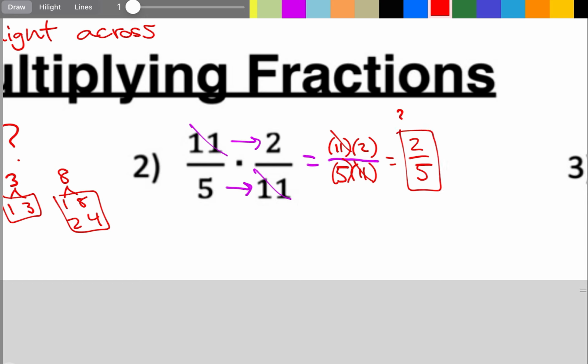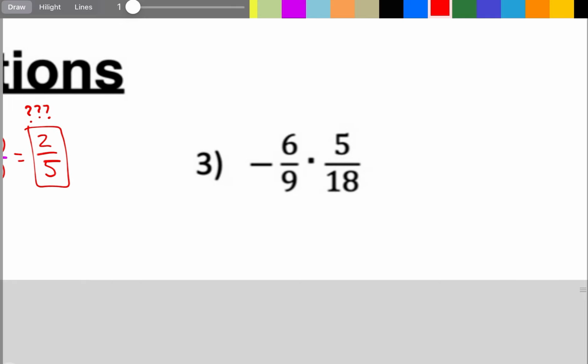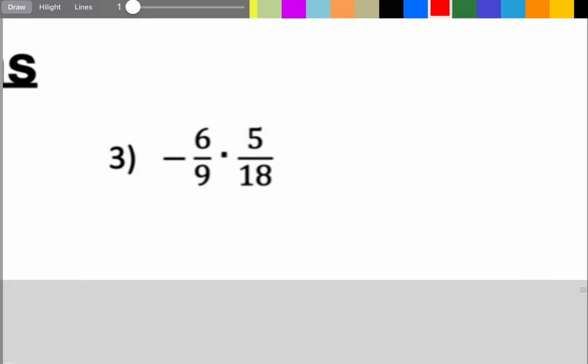And again, you always ask yourself, is this my final answer? You check and see if you have a GCF. In this situation, 2 and 5 will not have a GCF. Moving on to number 3.